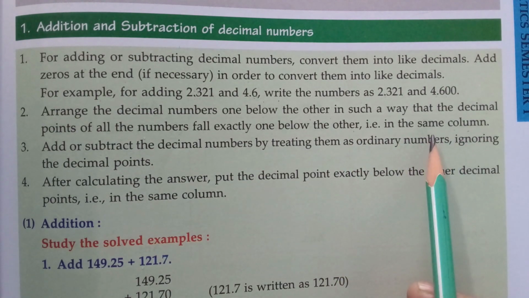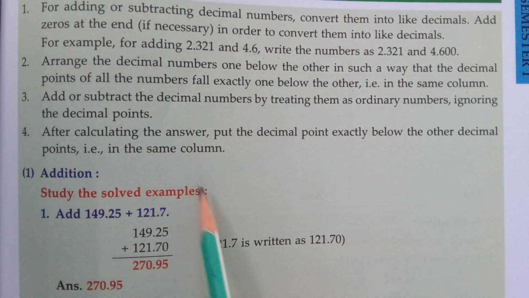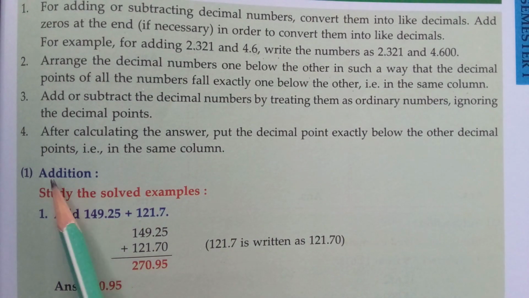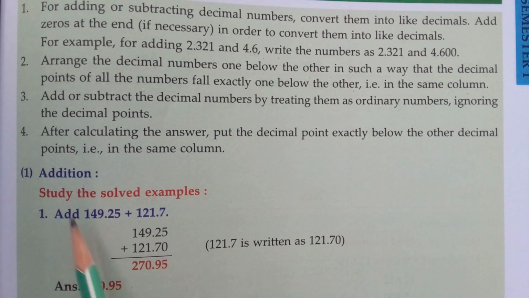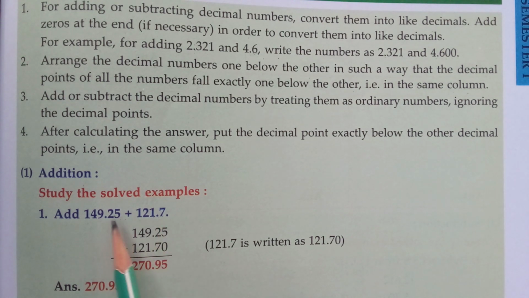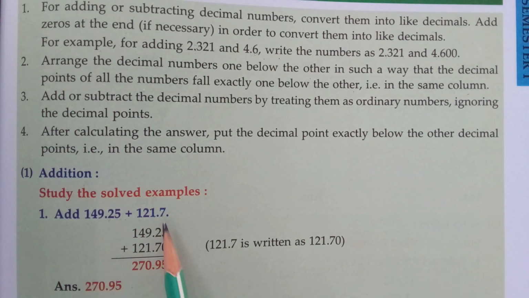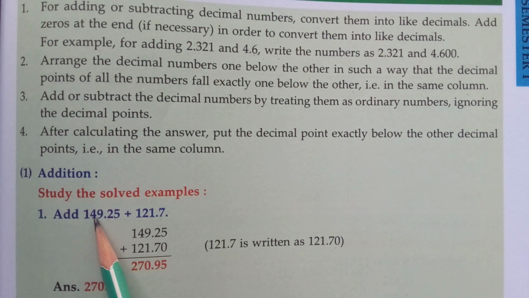So, what is the meaning, look here, we will take one example. Look here, this is an example. What is that? Addition. This is a sum for addition. See here, first one is add what? 149.25 plus 121.7. So, what should we do? First we should convert unlike to like. This is unlike, no. See here, after the decimal point 2 digits are there. Here after the decimal point only one digit is there. So, what should we do? We should add 0 to that. Now, look here, 149.25 plus 121.70. Write this number like this.